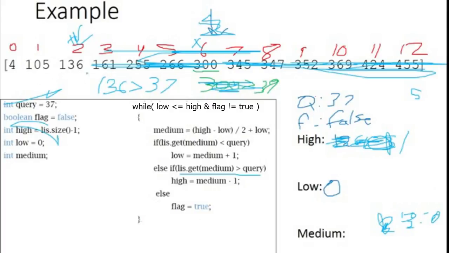So now we take a look at the 0th element. And what we find is it's too small. 4 is less than 37. So that means we do this one. We're going to move medium up by 1, or low equals medium plus 1. Medium's right now equal to 0, so low equals 1 plus 1. So now we go ahead and check it again.